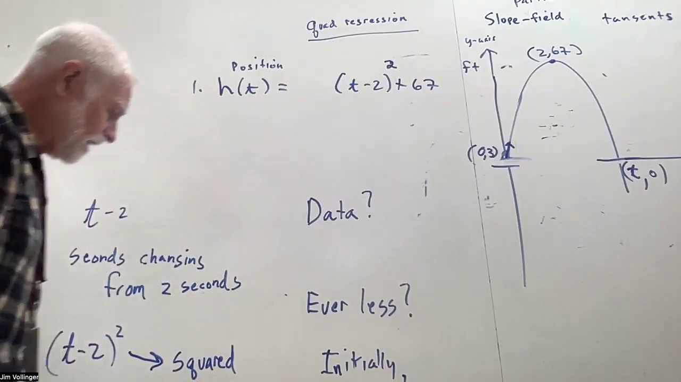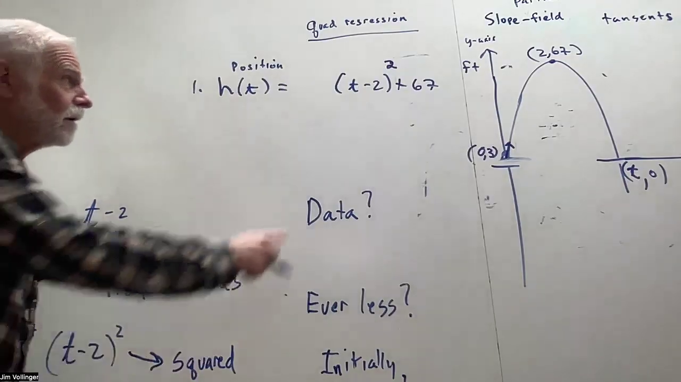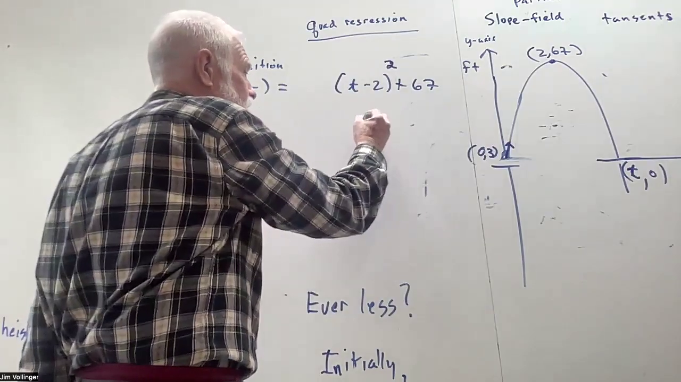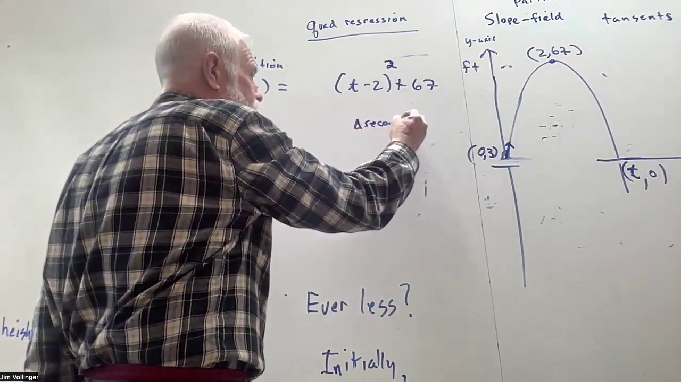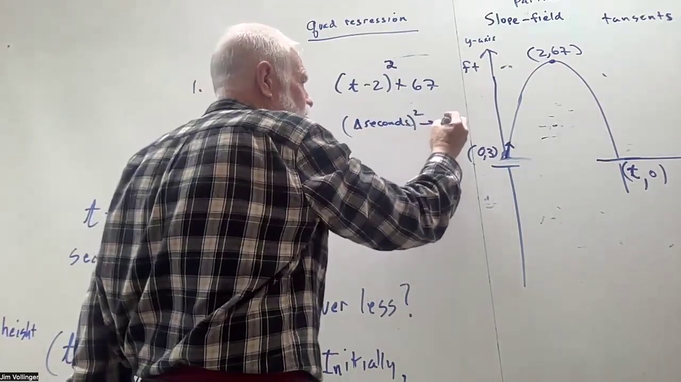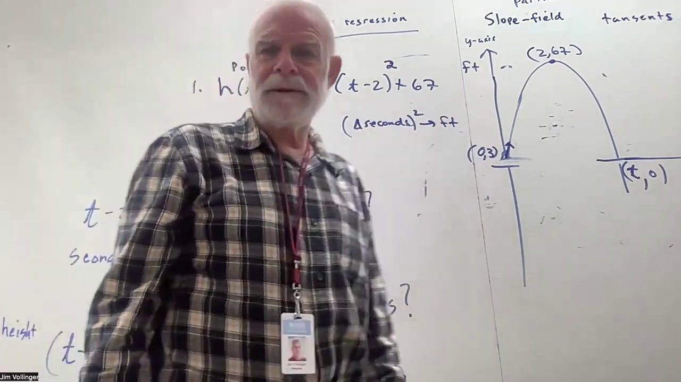Yep. But of course, I'm not measuring change in seconds. I'm measuring change in seconds squared. When I put the 2 there, those changes in seconds are getting squared. And that's what's being turned into feet. Now, how's that happen?